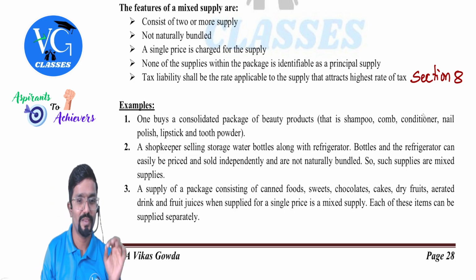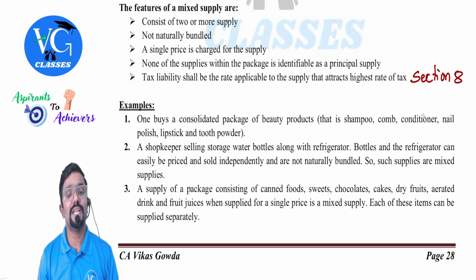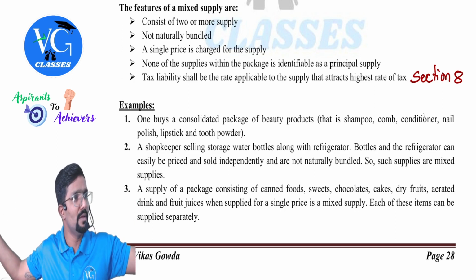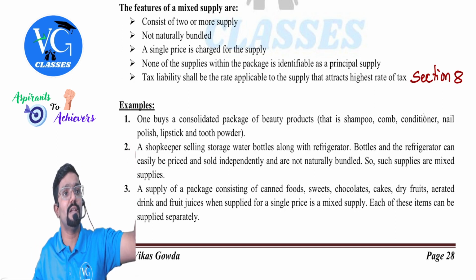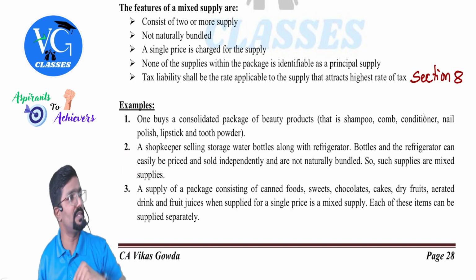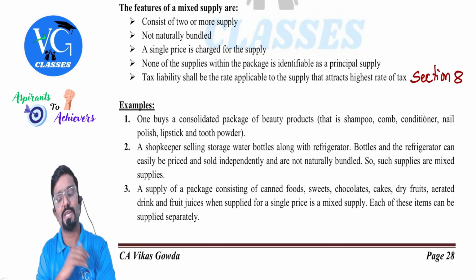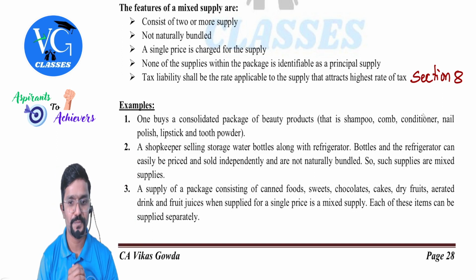Majority wins. A shopkeeper selling water bottles along with a refrigerator. Bottles and refrigerator can easily be priced and sold independently. Correct? Normally that will be sold separately. But the seller of the refrigerator is selling a water bottle along with the refrigerator. Is it naturally bundled? No. So such supplies will be mixed supplies.